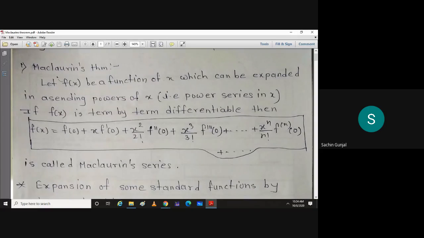Please note that the function has to be n times differentiable. Meaning hereby, if I take 1 by x and try to find its series about 0, I won't get it. Isn't it? Yes, sir.